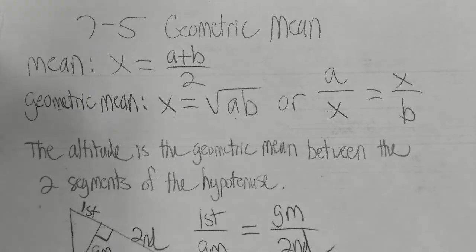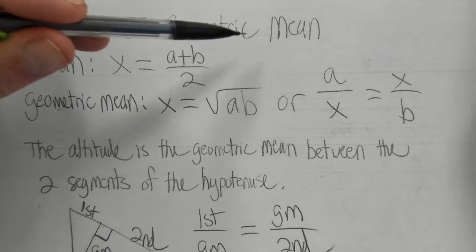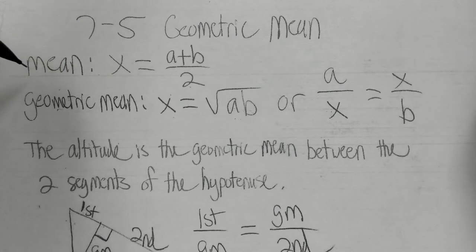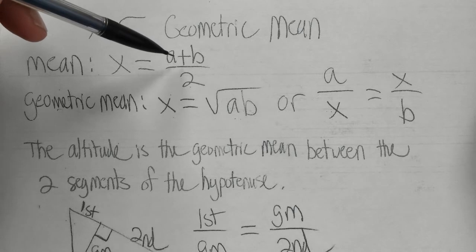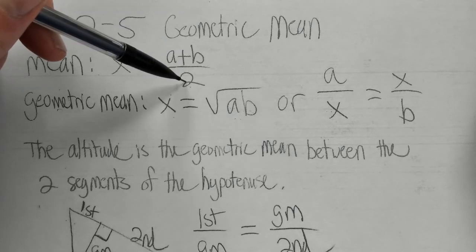Okay, in this section 7-5, our topic is geometric mean. Now let's talk about regular mean for a minute. Mean is just the average. So to get the average between two numbers, you add them together and divide by 2.